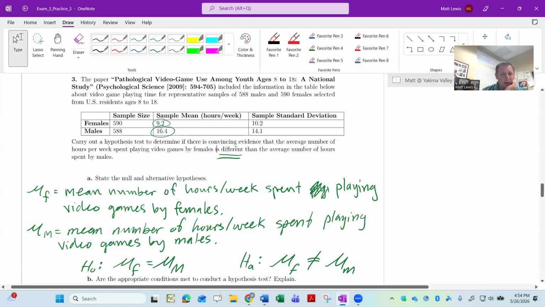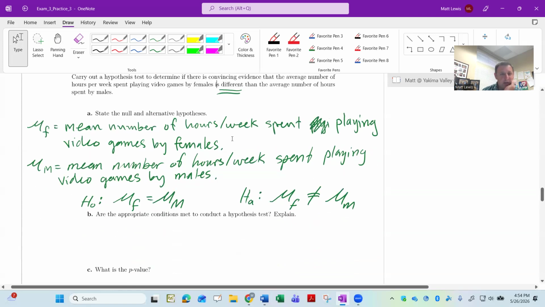All right. Are the appropriate conditions met to conduct a hypothesis test? Well, it doesn't matter what type we're doing. Again, number one's the same. We are definitely sampling less than 10% of our population.